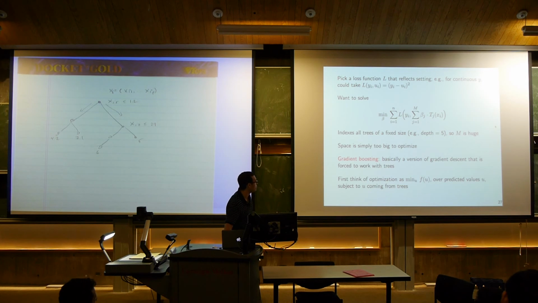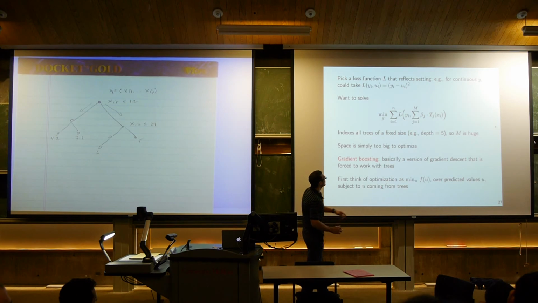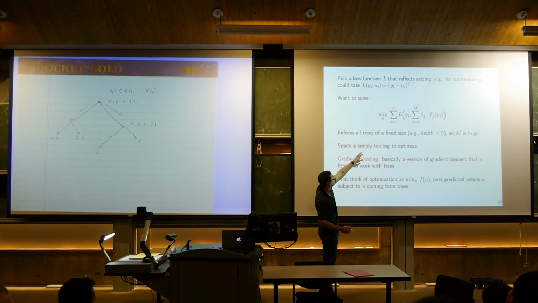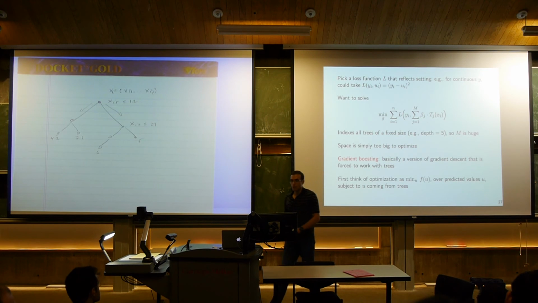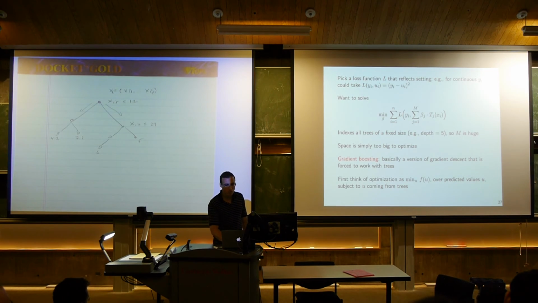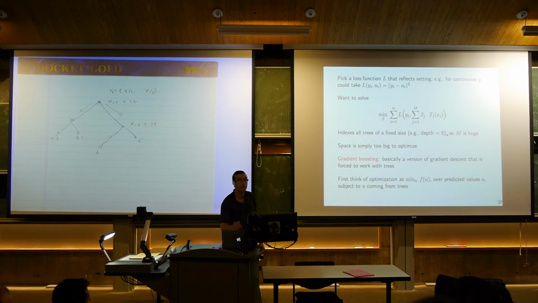So the first thing that we do is think of my optimization, instead of this form, as minimizing just some loss, some function f over the predicted values. Remember, the predicted values, each of these was just u_i. So I parameterize according to my n predicted values rather than my m coefficients, where m is enormous. M is the space of possible trees. N is the size of my data set, so it could be however large my data set is.